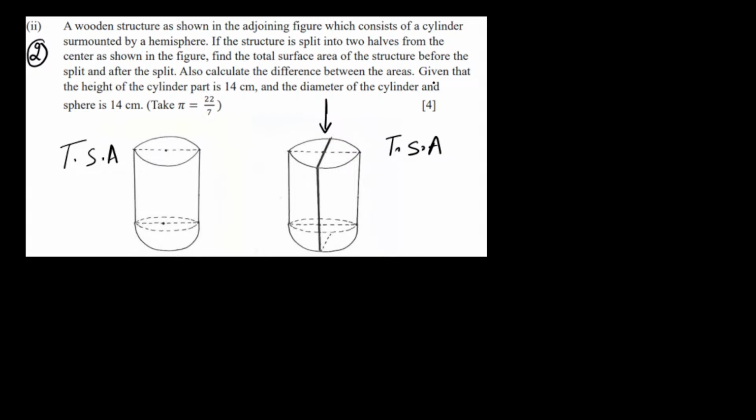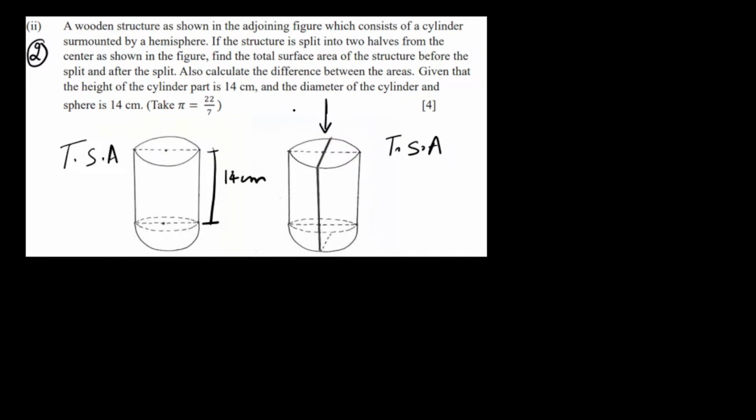So what is given to us? Given that the height of the cylindrical part is 14 centimeter. So the cylindrical part's height is 14 centimeter. This is 14 centimeter, the height of the cylindrical part. So only this much. See, the total height is not given to us, only the height of the cylindrical part. That means the height of the cylinder is 14 centimeter.